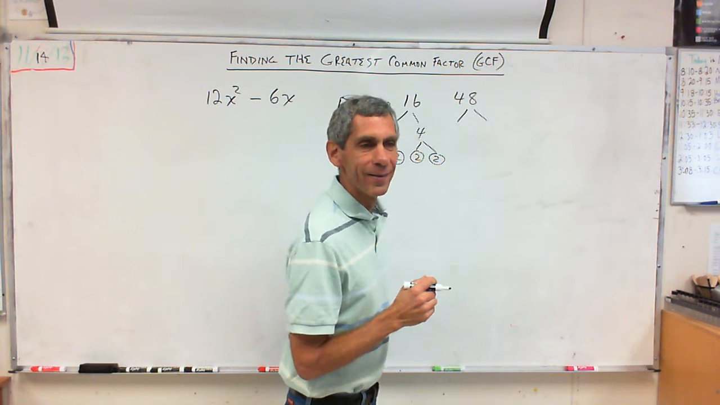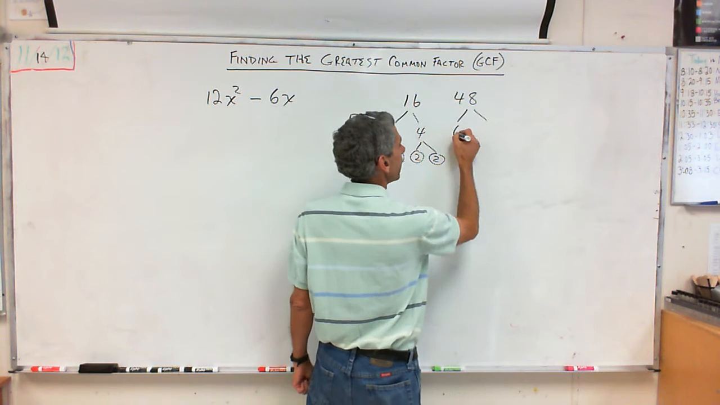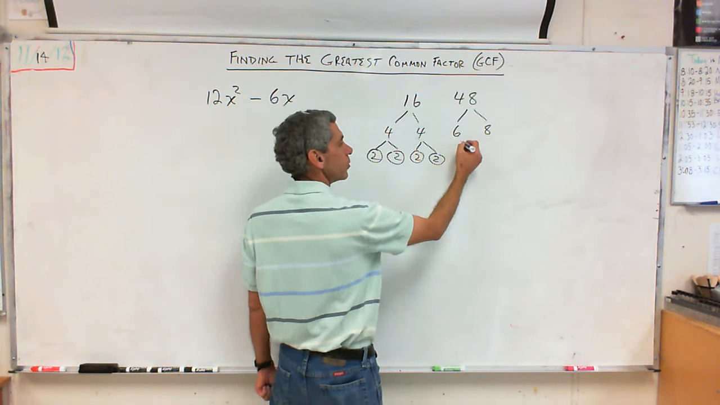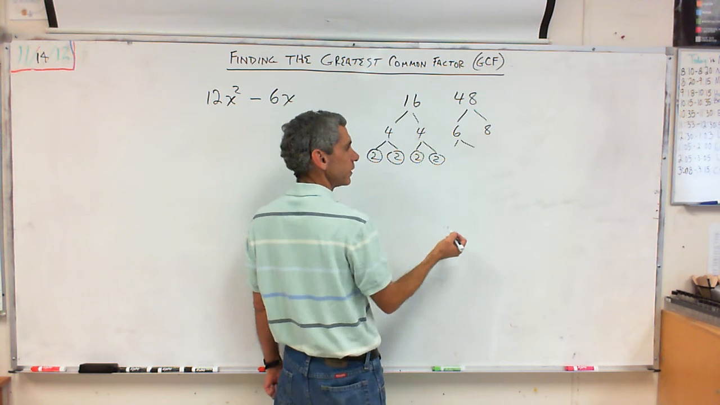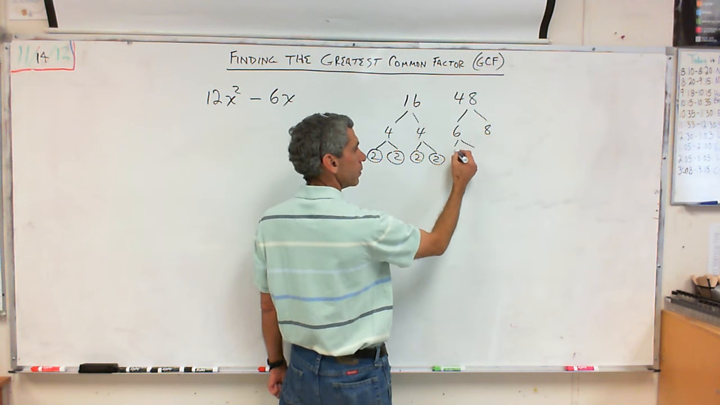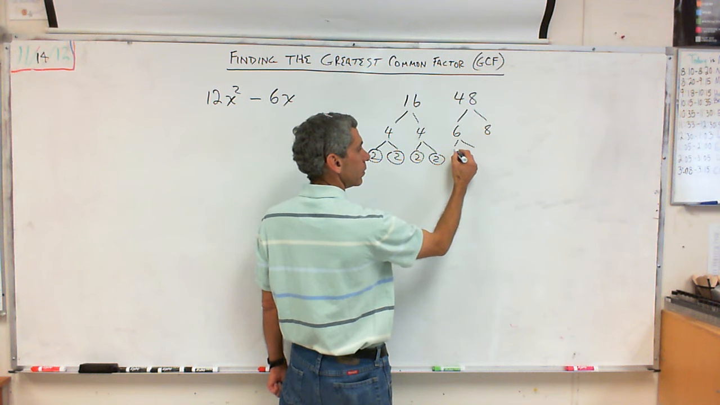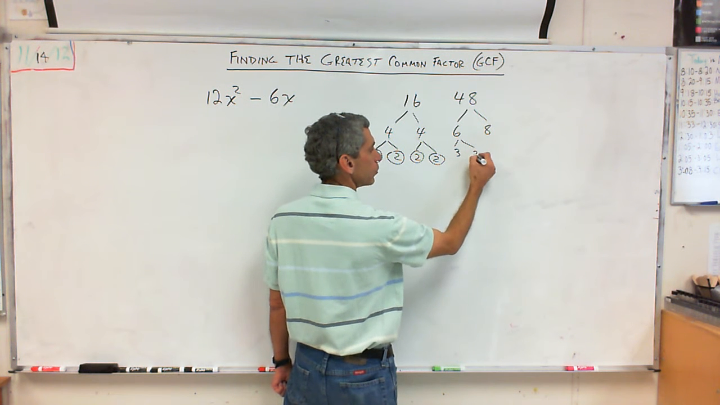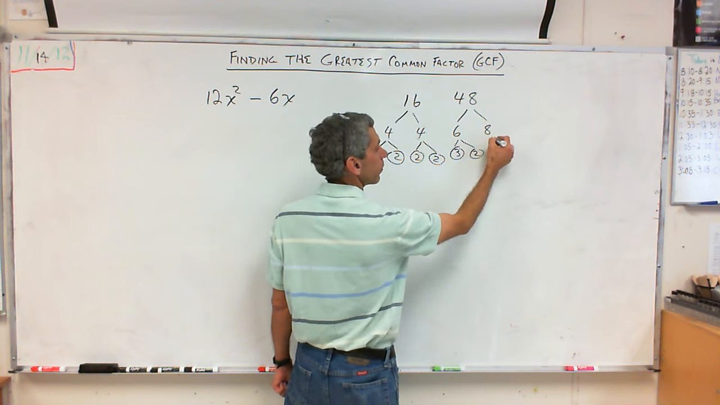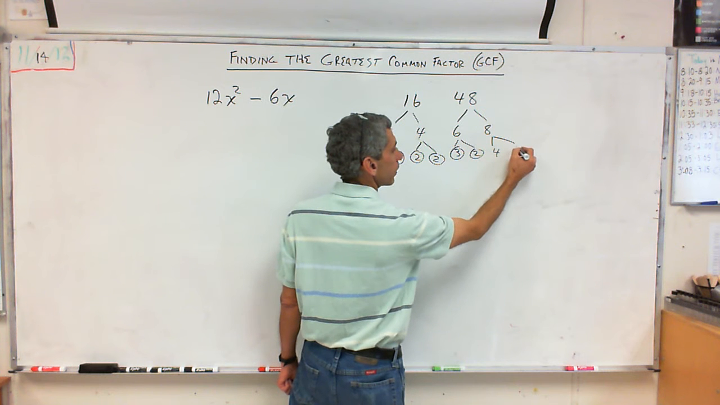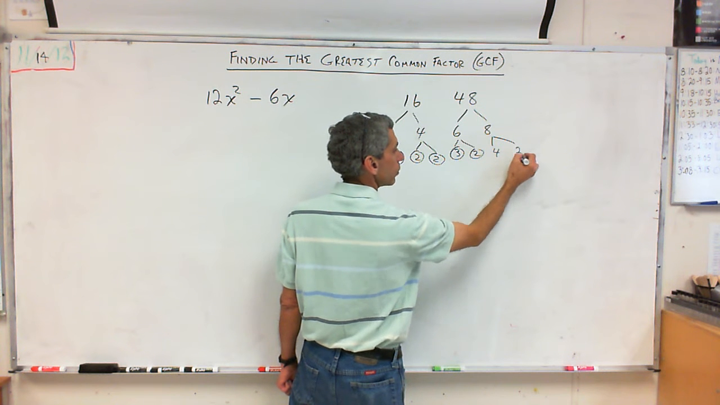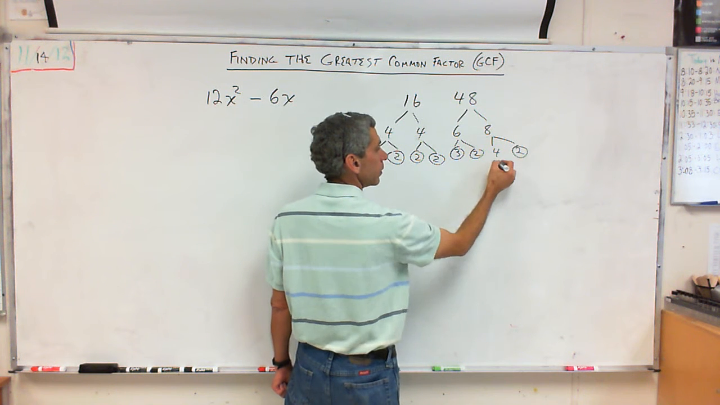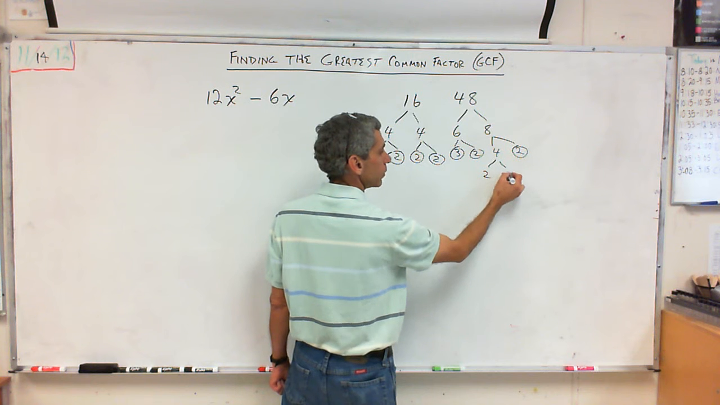Well, you've got 6 and 8. 6 times 8 is 48. That's the way I always remember that one. And 6 is 3 times 2, and they're both prime. And what about 8? 4 times 2. And then 4 is 2 and 2. 2 is prime.